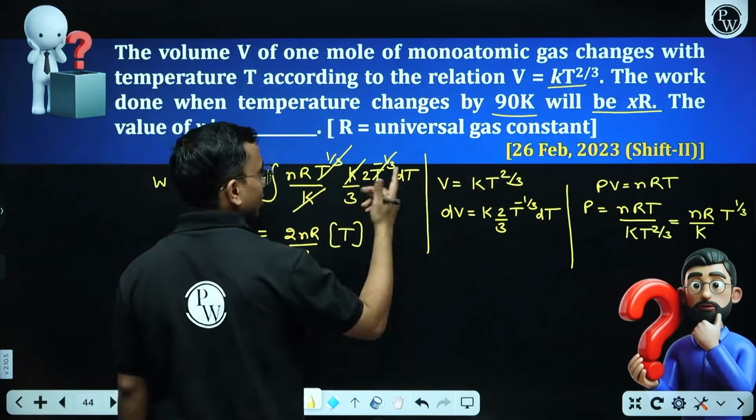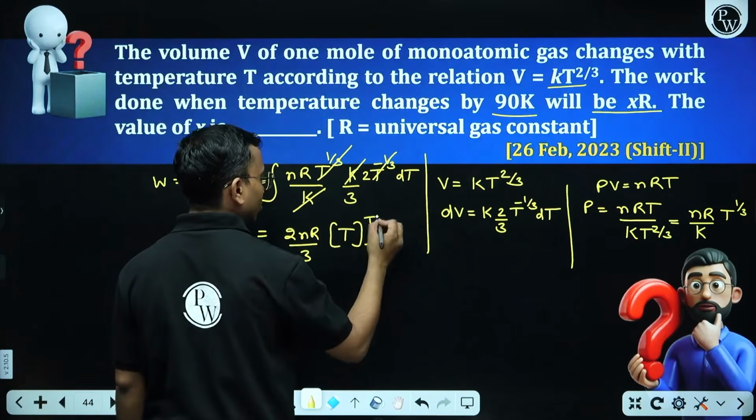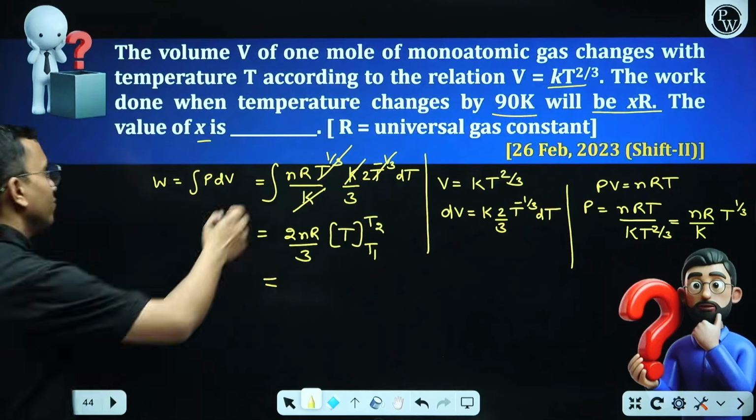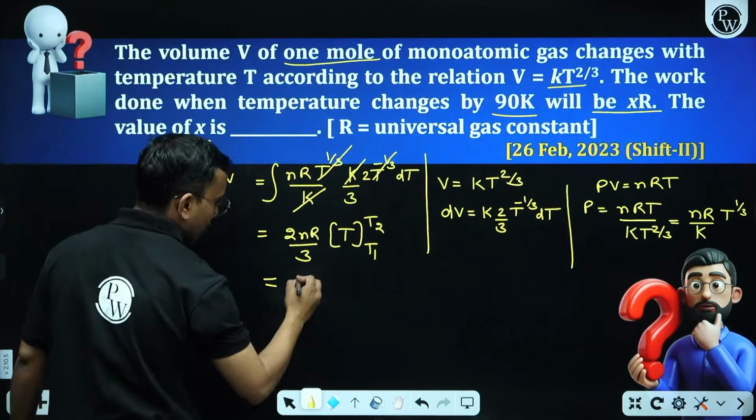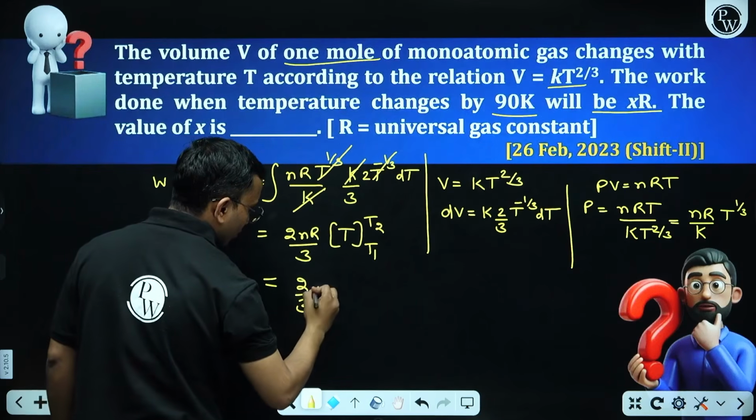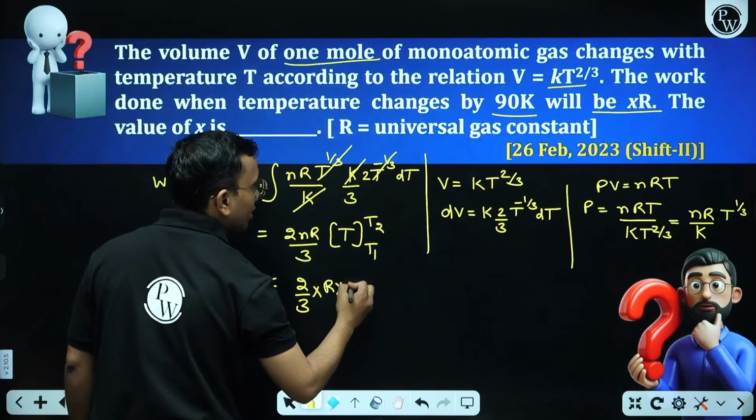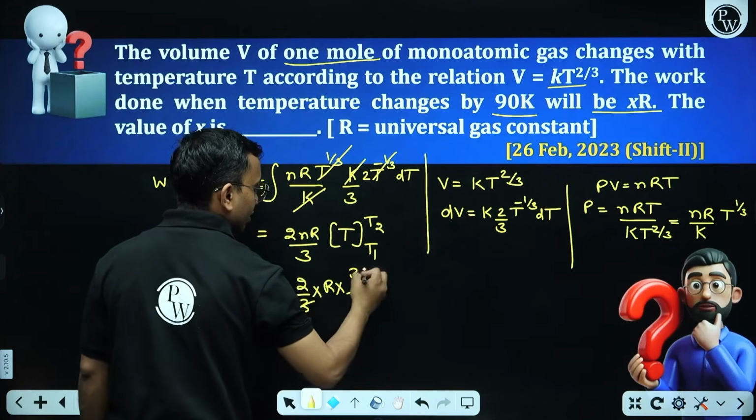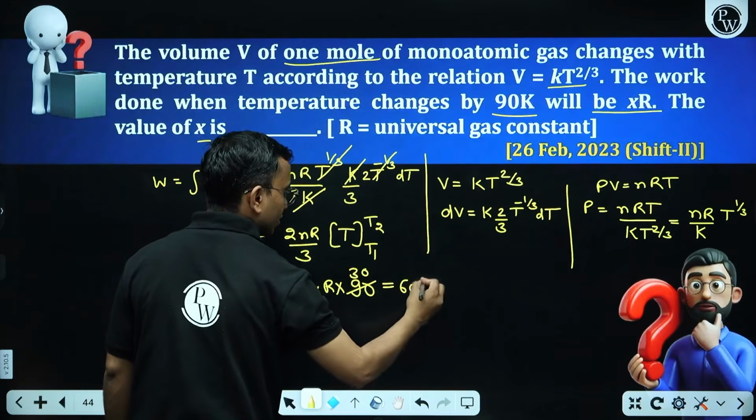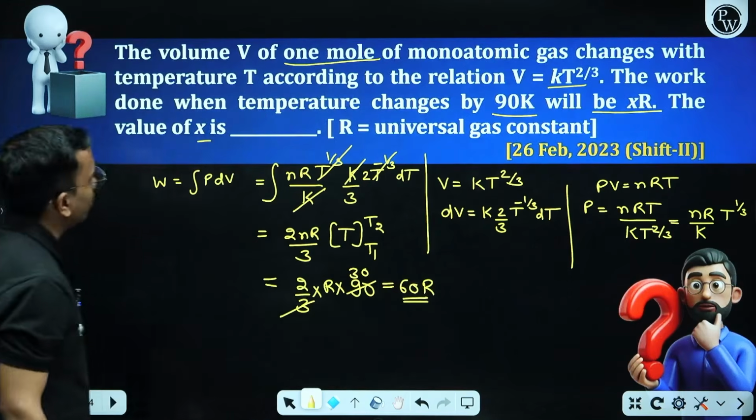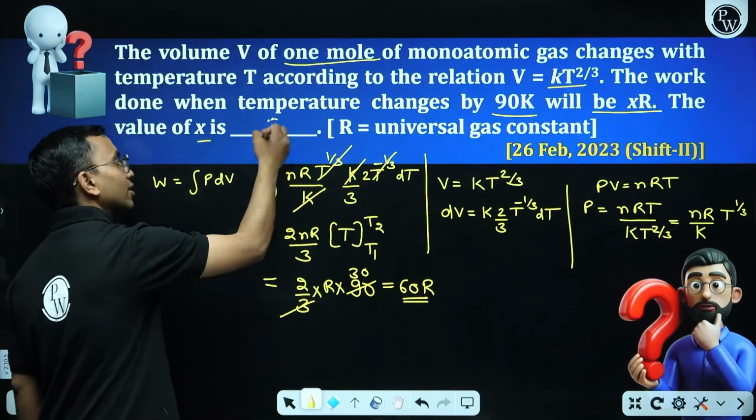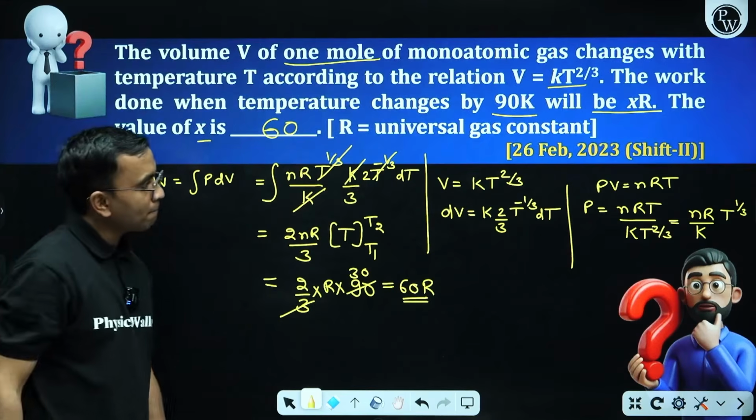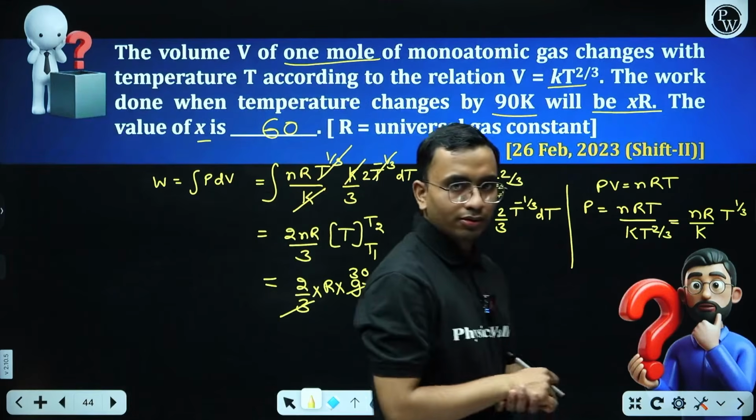The limits go from T1 to T2, and the change in temperature is 90 degrees, so T2 minus T1 is given as 90. And n is given as 1 mole. So 2 by 3 into 1 into R into T2 minus T1, which is 90. So 30 into 2 is 60. So this is 60 R. X comes out to be 60. Okay. So this was the general method.